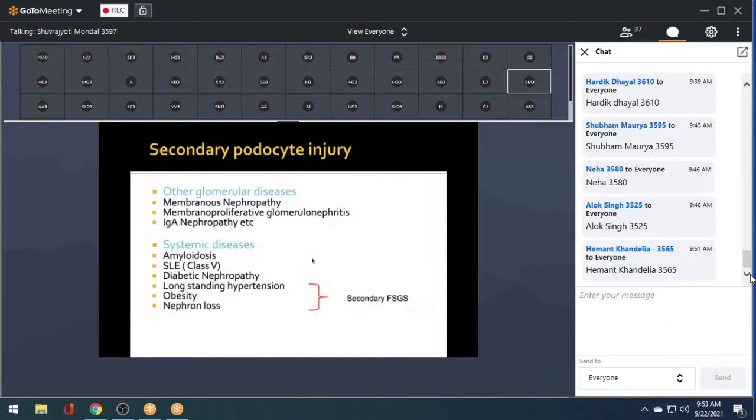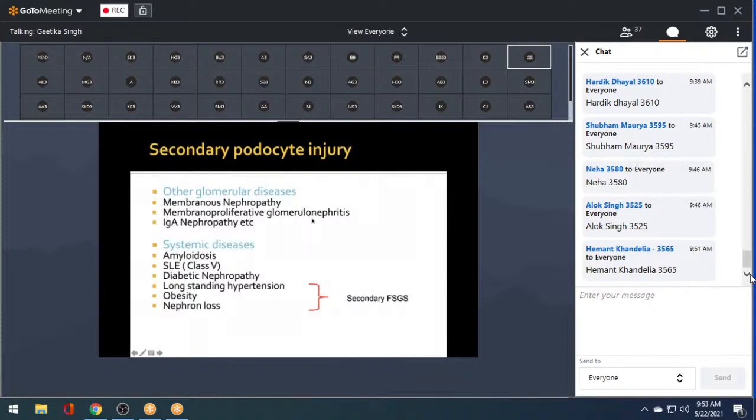Phospholipase A2 receptor M type. Yes, absolutely. Okay. So PLA2R is a podocytic antigen. Anti-PLA2R antibodies have been found in 70% of patients with membranous nephropathy. So anti-PLA2R hits the podocytes, and it forms immune complexes which go and deposit on the subepithelial side.